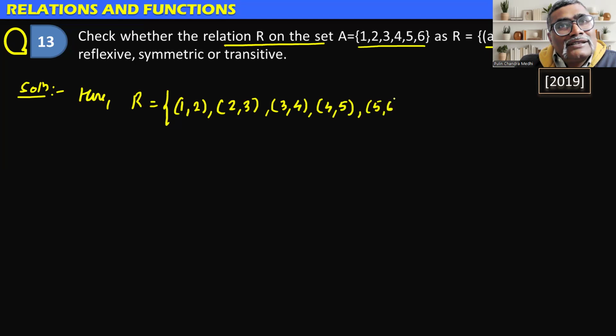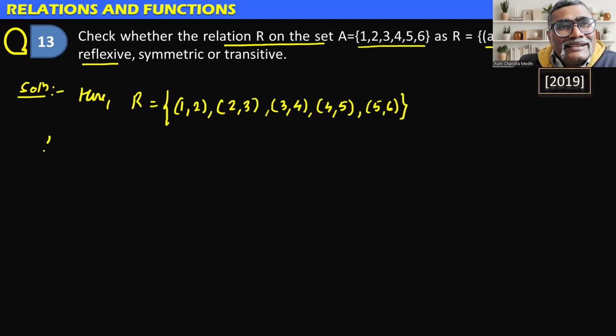5 is related to 6. But 6 will not be related to anyone. Why? Because 6 will be related to 7 and 7 is not here in the domain. So I cannot take that. Now from here, it is very clear. It is not reflexive. Why not reflexive? Clearly 1 comma 1 is not there. So this kind of problems are easier.